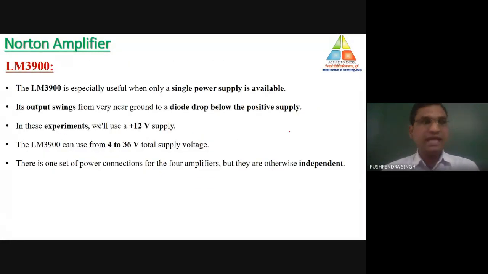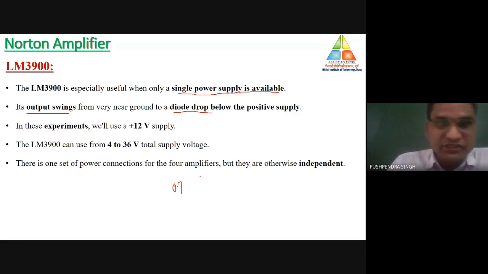Now what is LM3900? These are some characteristics of the LM3900. It is mainly useful when only a single power supply is available; then you need to choose LM3900. What is the output voltage swing? In case of LM3900, the output voltage swing is near ground and approximately equal to the diode drop in the positive direction. How much is the diode drop? 0.7 volt. So there is a swing of 0.7 volt in the output.